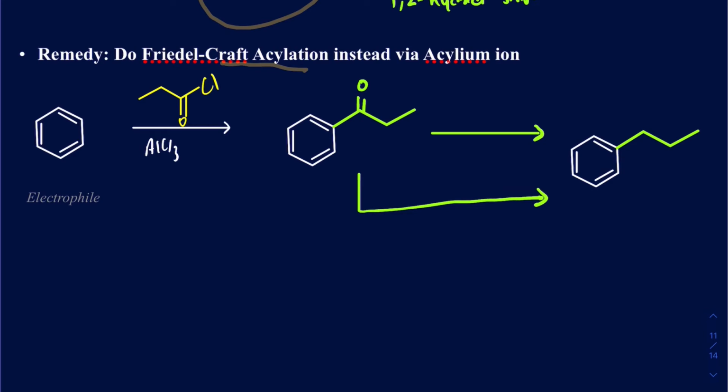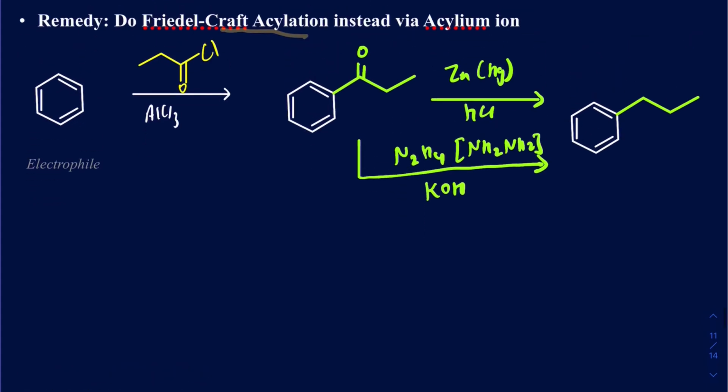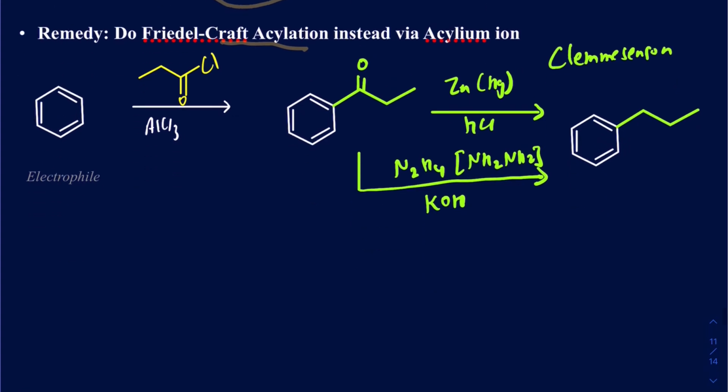And how would I do that? I can do either zinc mercury amalgam with HCl, or I can use hydrazine, which is N2H4, where you may see this written as H2N-NH2, with KOH. So this first one is called a Clemmensen reduction, and the second one is called a Wolff-Kishner reduction.